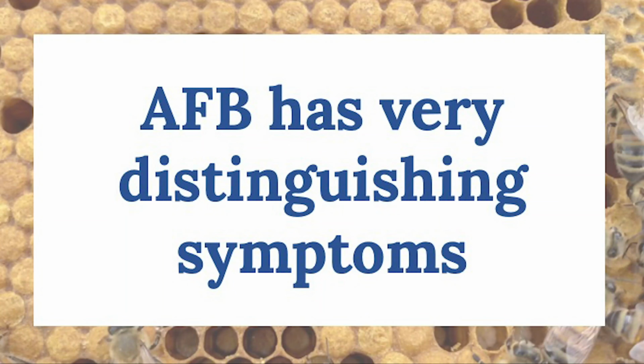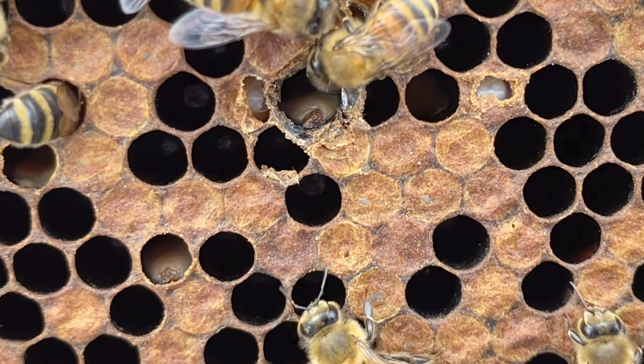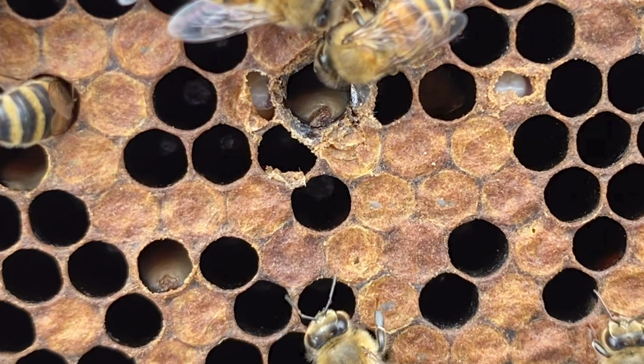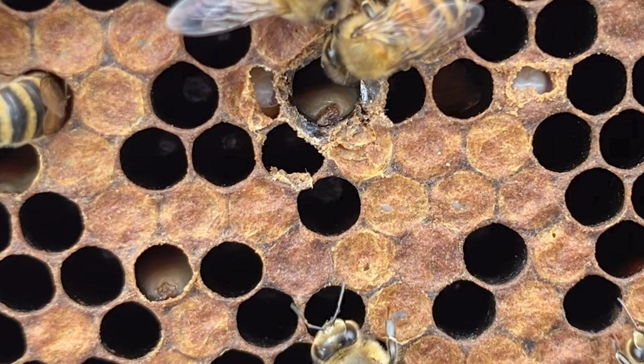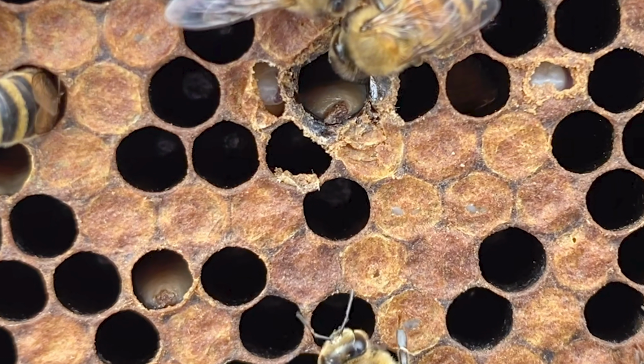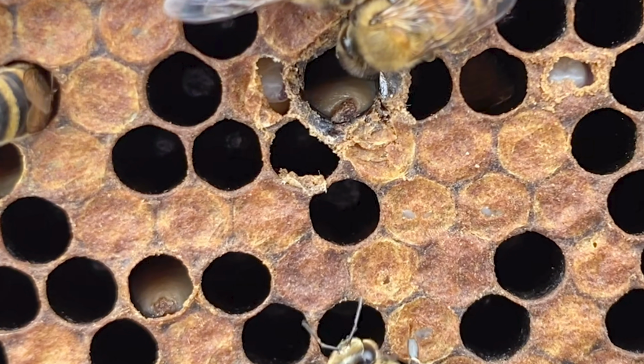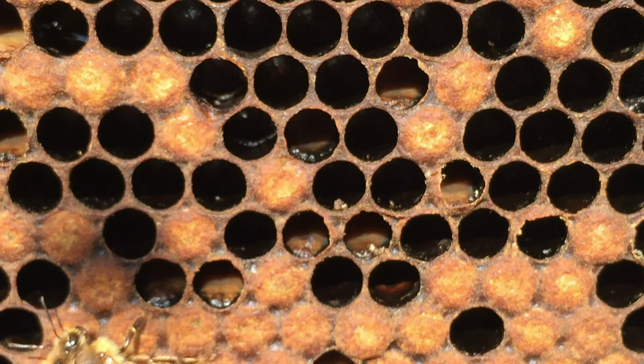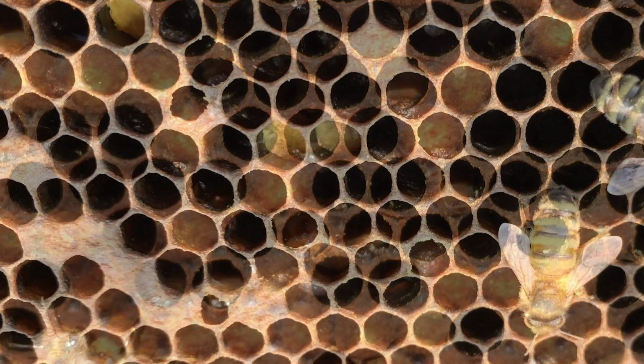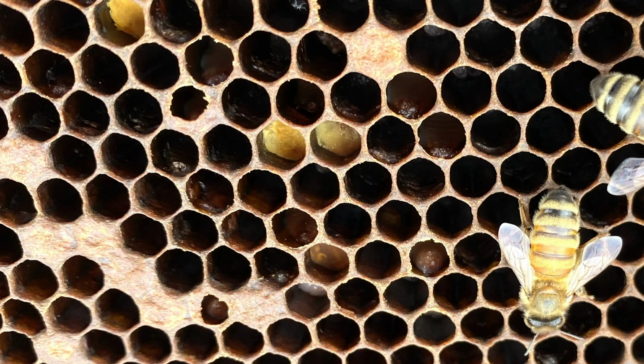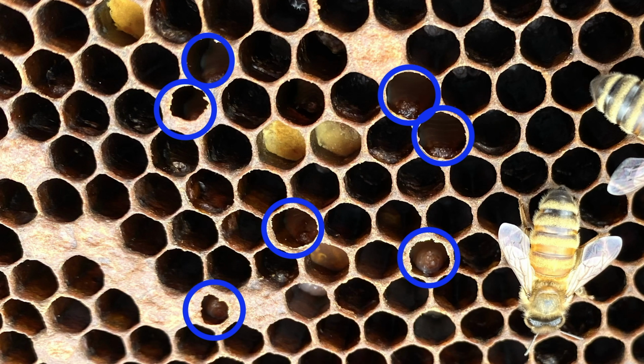Luckily, American foulbrood has very distinguishing symptoms, which makes it fairly easy to diagnose in the field. The main symptom of American foulbrood is seeing brown, melted brood lying on the floor of their cells. The brood, which is normally white, becomes beige, as seen in this photo, and then eventually it develops this distinct coffee color, like coffee with milk in it. This dead brood does not resemble a prepupa at all. It appears melted and is lying flat in the cell.